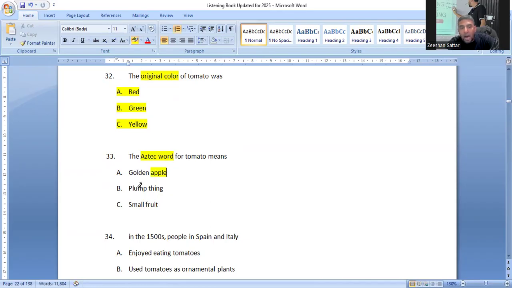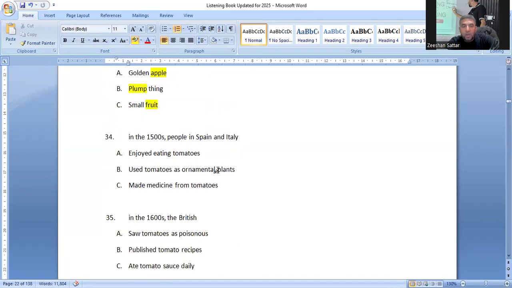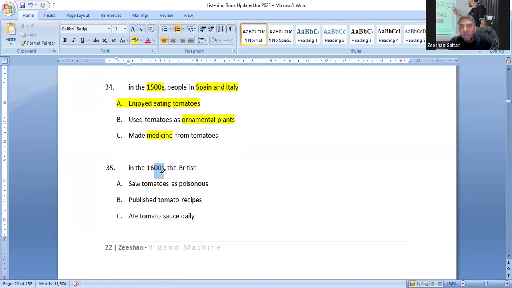Golden apple, apple. Plum thing, plum. Small fruit, fruit. So now, 1500 would be a very important word for you. Spain and Italy. People enjoyed eating tomatoes. Tomatoes were used as ornamental plants, and medicine was made from tomatoes. 1600 would be a very important word for you. British. They saw tomatoes as poisons. Poisons, published tomato recipes, and ate tomato sauce daily.